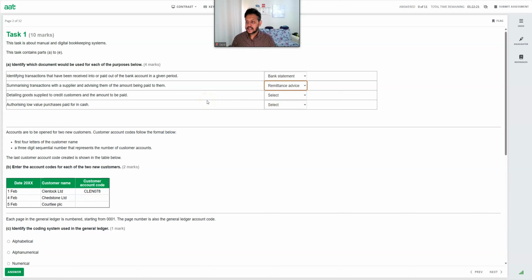The next one says: detailing goods supplied to a credit customer and the amount to be paid. Now that is an invoice. On the invoice we give the details: you bought this from me, this is the description, this is the discount I gave you, this is the VAT rate, and this is the amount you have to pay me. So I'm giving all the details and telling you to pay this amount within 30 days or 15 days, whatever the invoice terms we have.